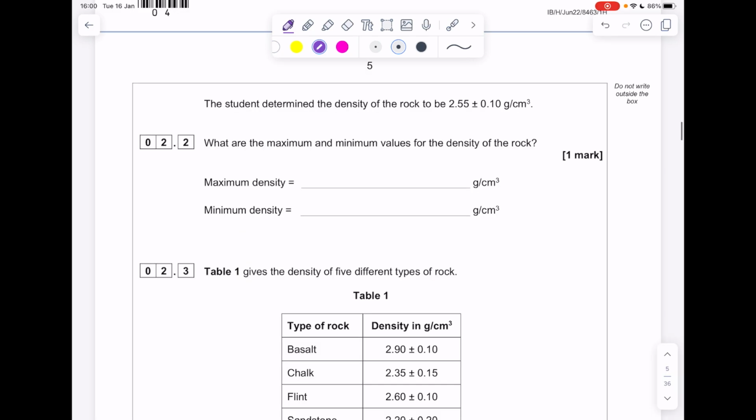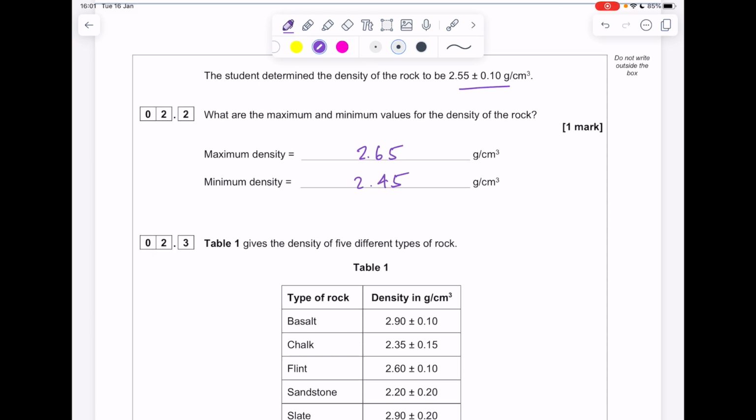The student determined the density of the rock to be 2.55 plus or minus 0.1. What are the maximum and minimum values for the density of the rock? So add that. You want to go up to 2.65 for the maximum and minus 0.10 for the minimum, so that's 2.45.